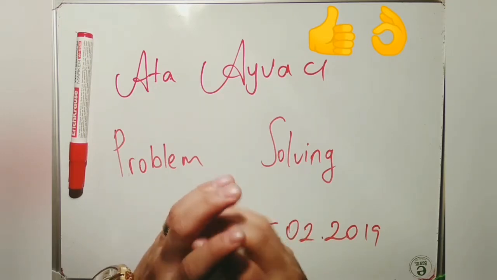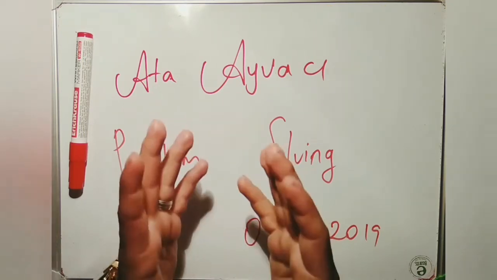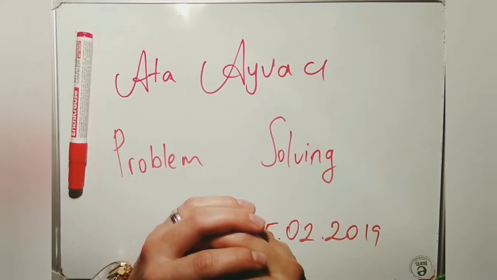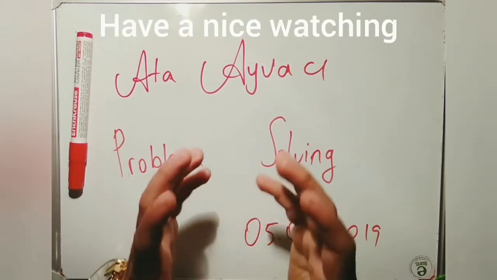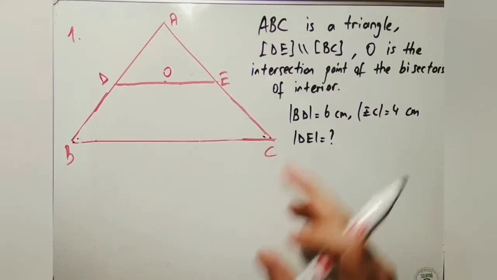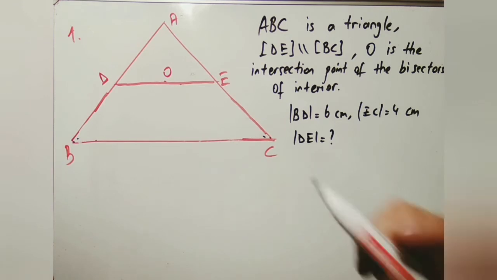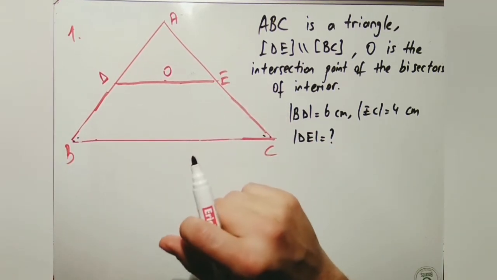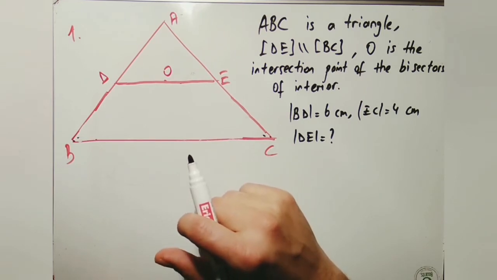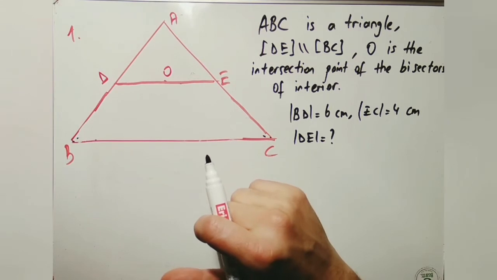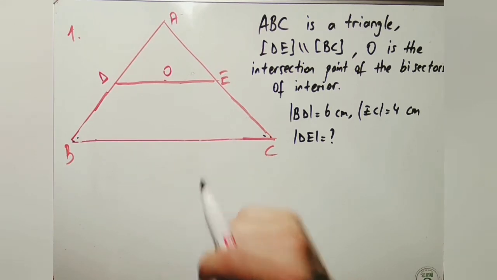In this video, I am planning to show you how our approach should be when we are confronted with geometry questions. So let's get to it. In the first question, triangle ABC is given. DE is parallel to BC, and O is the intersection point of the bisectors of the interior angles. BD is 6 cm, EC is 4 cm, and we will find the length of DE.